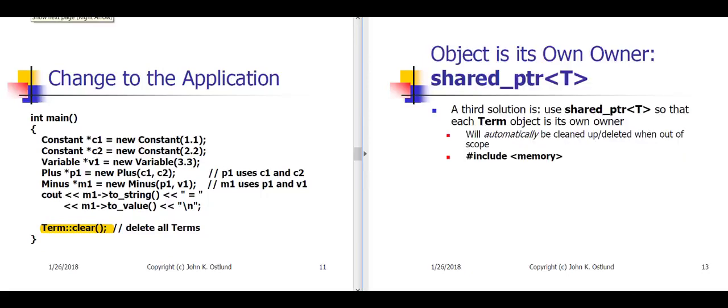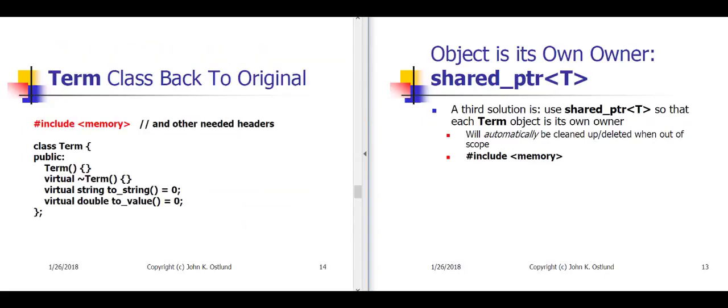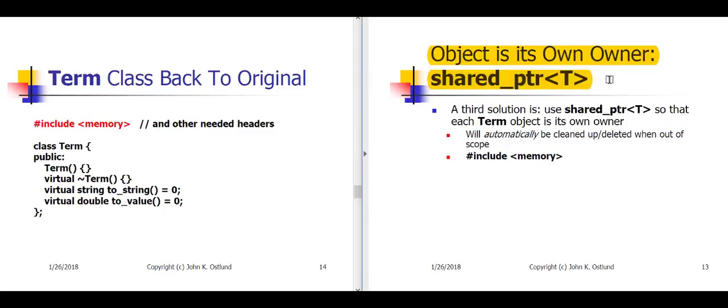So here on slide 13, we're introducing a third way of dealing with the pointer ownership issue. Let's have each object be its own owner. So each object that is allocated is responsible for cleaning itself up. And this can be done using a standard so-called smart pointer type, specifically the shared pointer. The cool thing about shared pointers to objects is that when a shared pointer to an object goes out of scope, then the object that that shared pointer is pointing to is automatically going to be deleted.